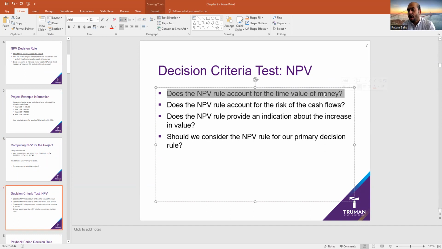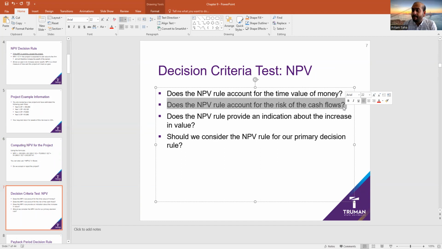If you think carefully, in NPV, we discount all the future cash flows, all the expected cash flows. So that is basically the consideration of time value of money. Does the NPV rule account for the risk of the cash flows or not? Yes, absolutely yes. Because we discount all the cash flows by the applicable or appropriate discount rate. So the appropriate required rate of return already accounts for the risk in it. Because if you can remember from the last class, discount rate is different based on the projects, and discount rate already takes care of the risk in it. So yes, it is.